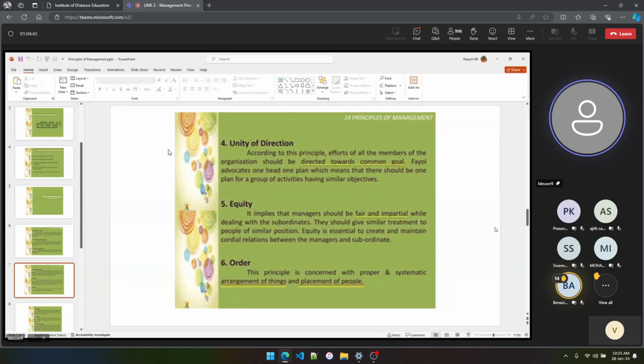Order. This principle is concerned with proper and systematic arrangement of things and placement of people. So the placement of people comes in when it comes to the principle of order. See, it's very simple. You have to keep the right people at the right place. That is very much essential.